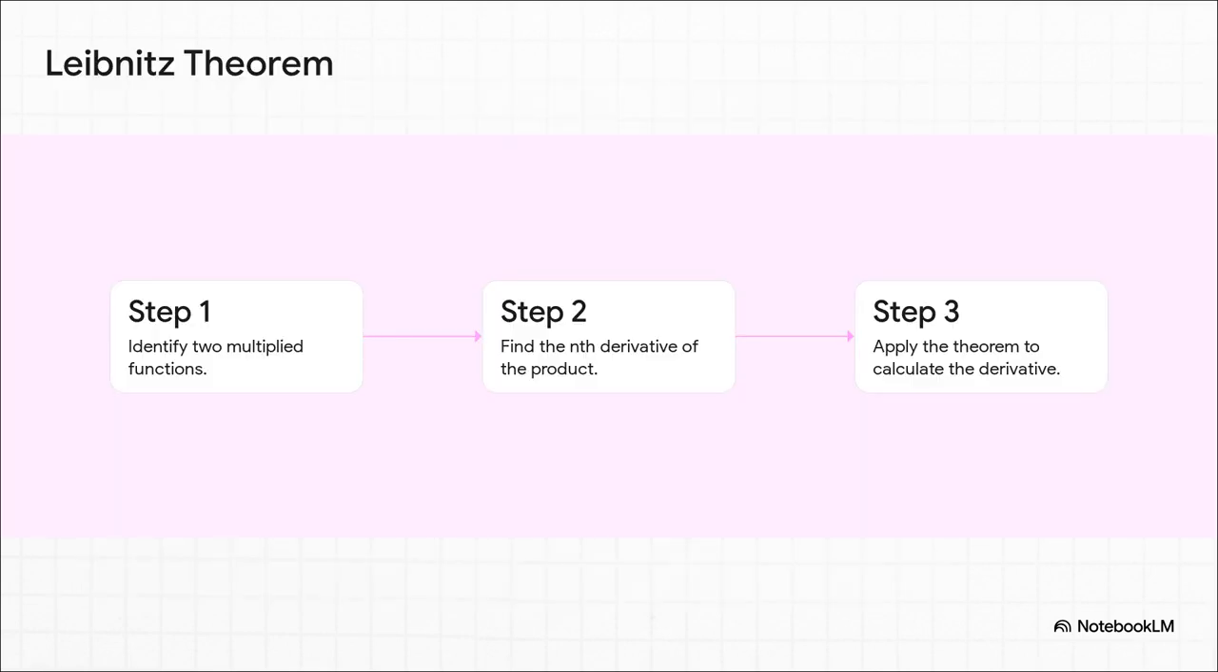Now, a really cool tool for this is something called the Leibniz theorem. Imagine you're designing a building where, say, the width is changing at the same time its height is changing. You've got two things happening at once. This theorem gives you a step-by-step way to figure out their combined effect without your brain exploding from the complexity. It's a specialized tool for a surprisingly common design problem.